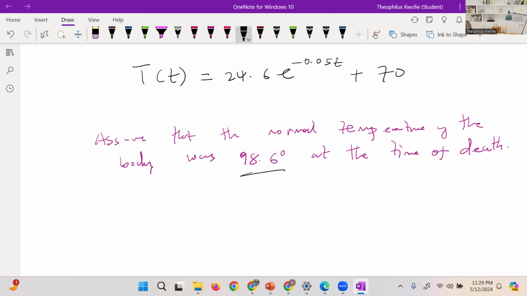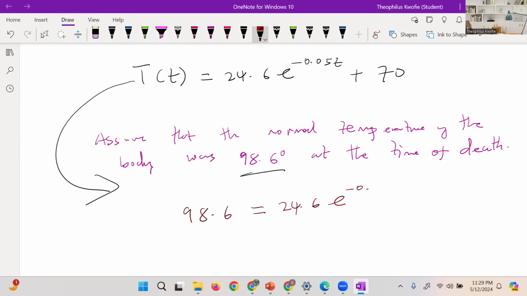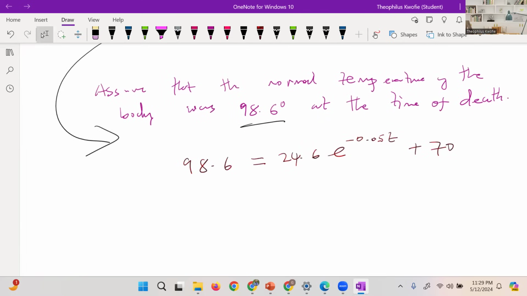So if that's the case, now having our particular solution as this, we just have to plug it inside, and that will give us what? That should give us 98.6 degrees, equal to, already we kind of know everything that we have, plus 70, right? Because we have everything that we need. All right, so at this point, we just have to do our arithmetic, and that should give us what? E to the power minus 0.05t. Let me take my time over here. Equal to what? That should be 28.6 divided by 24.6.